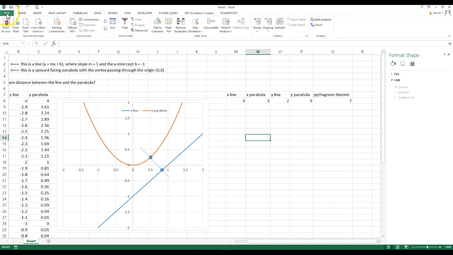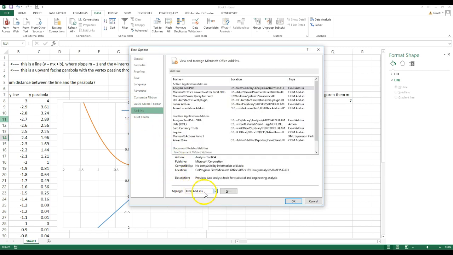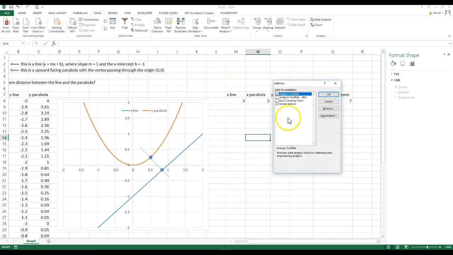If you don't have it under the Data tab, look under Analysis. If you don't see Solver, you're going to have to go to File, Options, and then Add-ins. Down at Excel Add-ins, make sure Solver is checked. If it's not, you have to check it, then click OK, and it'll show up here. I'm going to hit Cancel because I already have it there. But you check this and hit OK, and in a few seconds, Solver will show up.